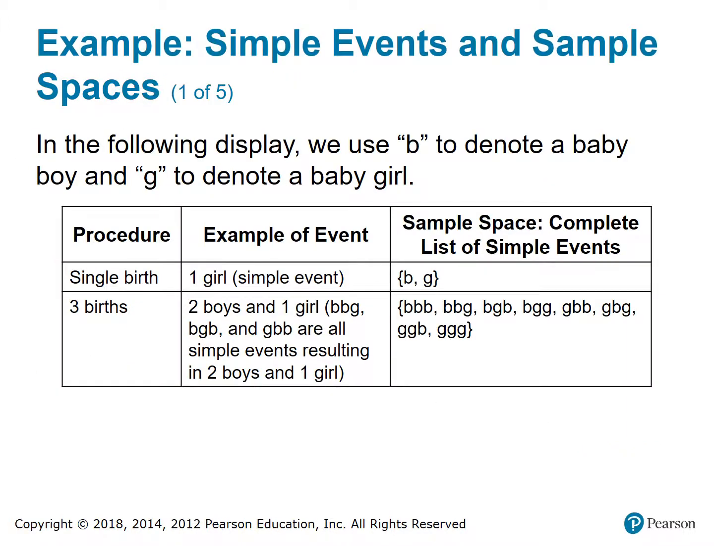Okay. All right, so let's look at some examples. We're looking at simple events and sample spaces. In this one, we're going to use B to represent boy, and we're going to use G to designate girl. And we're talking about births. If you give birth to a boy, that would be the event B. And if you give birth to a girl, that would be the event G.